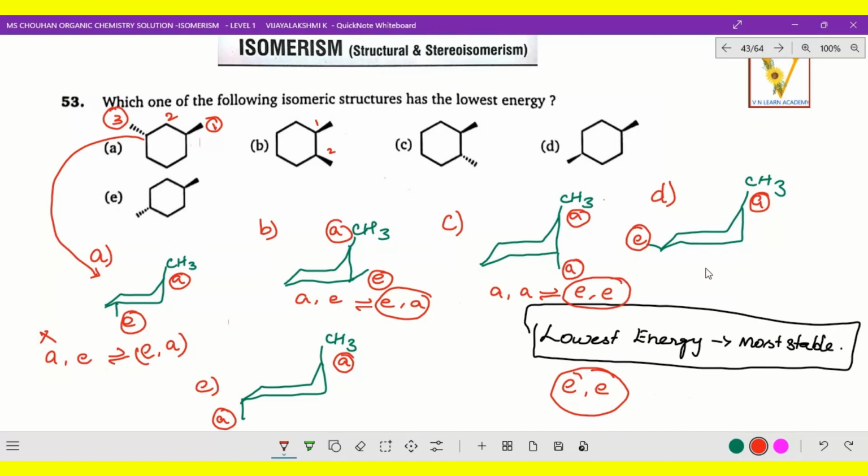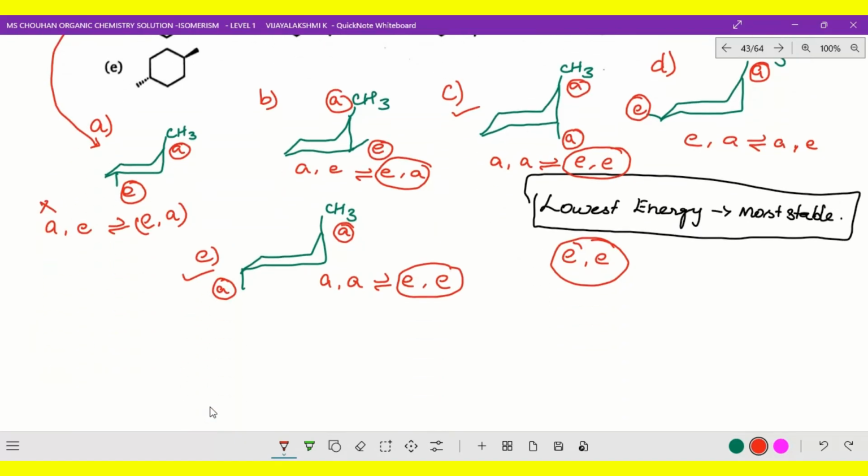Right, now let us check another one. E and A it is there. When it is turning, A and E will be available. And the last one, A and A, both the side A it is there, and it will turn into E and E. Now both, that means C compound also is more stable and E compound also is more stable. But which is most stable? Let us check. So this third one, that means C compound, it is stable.